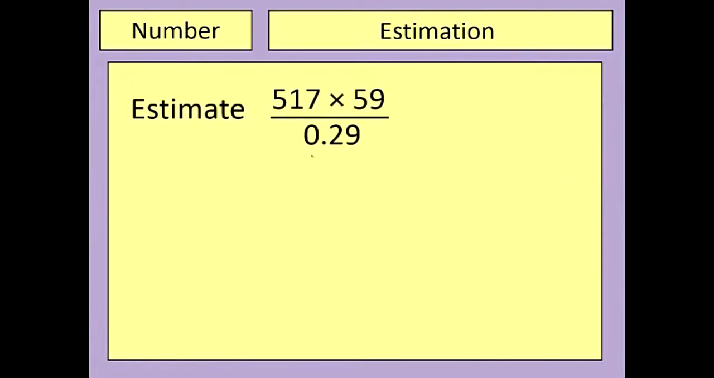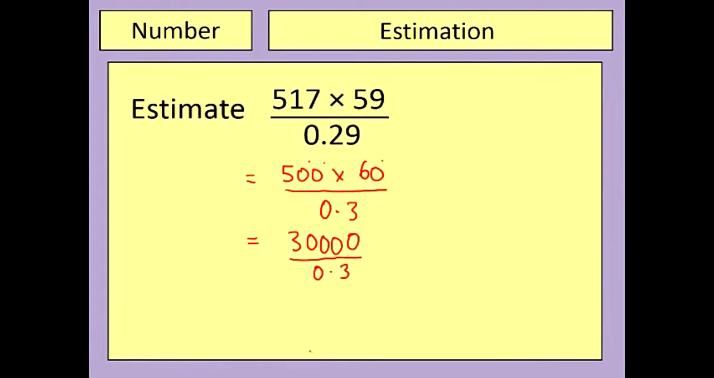Okay, there's only one more type of example we need to look at, and we carry on like we did before by rounding to one significant figure. So we've got 500 on the top, times that by 60, and on the bottom this time we're going to have not 0.5 but 0.3. So let's multiply on the top. 5 times 6 is 30. Then I've got 1, 2, 3 zeros here. 1, 2, 3 more. So we have 30,000 divided by 0.3.